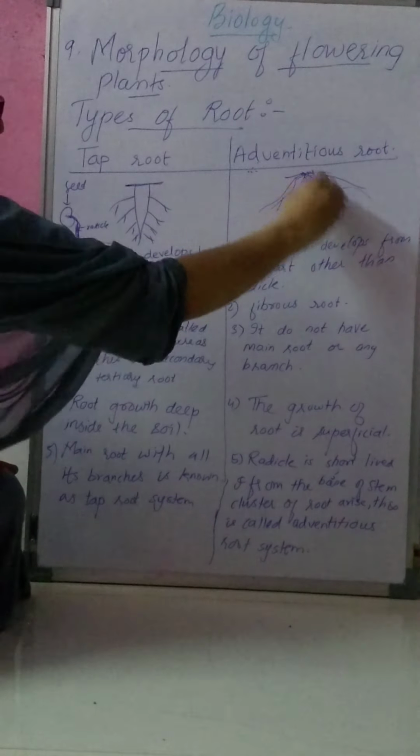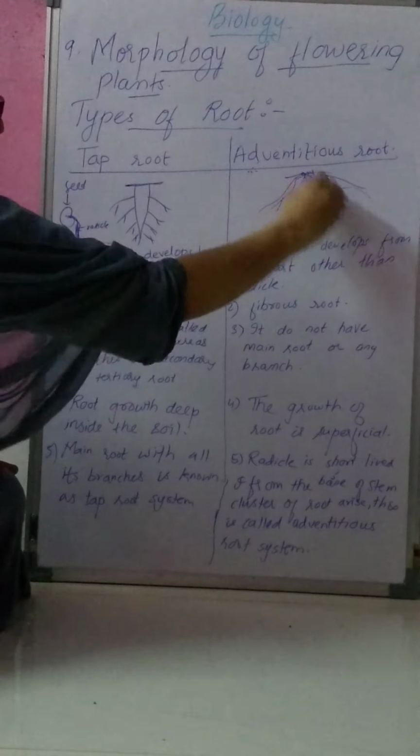Now here you can see that adventitious roots do not have any main root. You can see they do not have any main root or any branch. No main root is present, no branches are present in adventitious root.